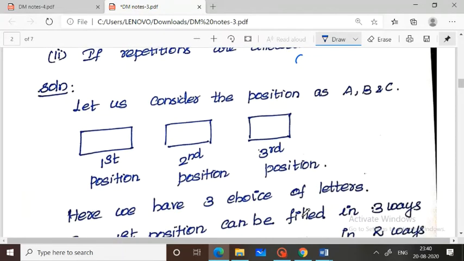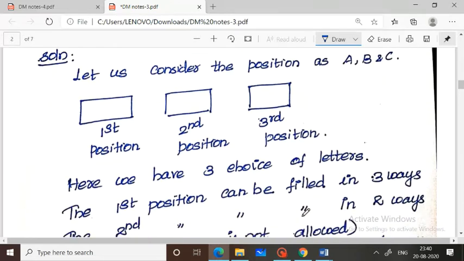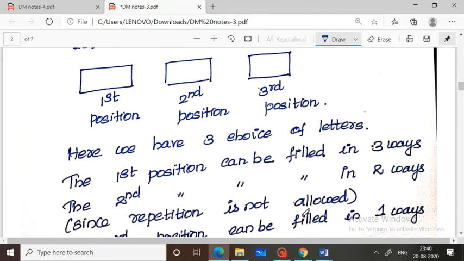Now let us consider the positions, and let us consider the letters to be A, B and C. So how many positions are there? We have to compulsorily fill the first position, second position and the third position. So the first position we have to fill. How many options do we have in hand? You will have the option of A, B and C. So for the first position, you have three choices of letters. That means the first position can be filled in how many ways? That is three ways. Why is it three ways? Because you have three choices of letters.